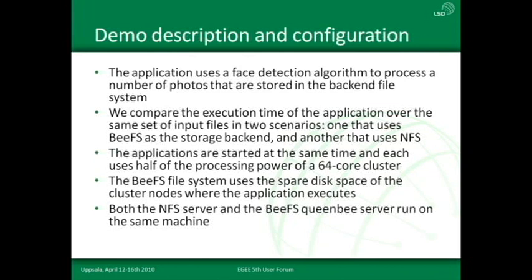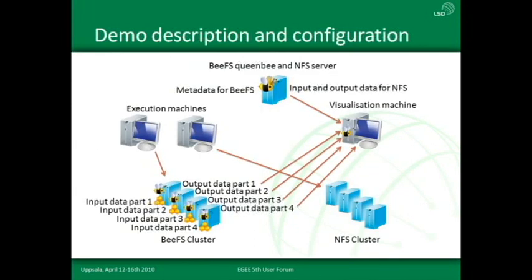The BeeFS file system uses the spare disk space of the cluster nodes where the application executes. Honeybee clients and NFS clients are installed in the appropriate machines. The demo configuration is the following. The application receives as input a list of files that contain the images. Each image can be processed in parallel. Upon detecting the face in the image, each independent execution of the application outputs a new image with the face highlighted with a red circle.